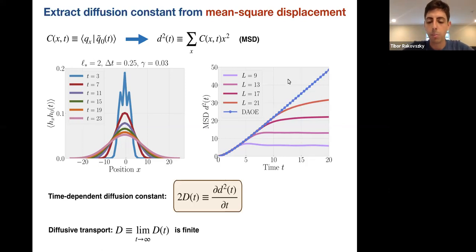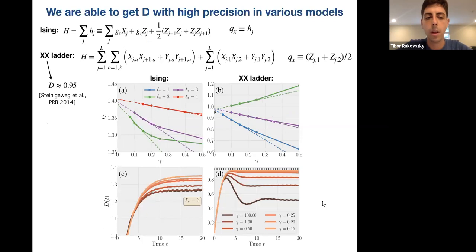And to make that more quantitative, one could consider the time-dependent diffusion constant, which would be just the derivative of this curve. So if the transport is diffusive, this should be linear, and its derivative should be constant at long times. So that long time limit would give you the physical diffusion constant. So the question is how well we can capture this diffusion constant with our method. And this is basically the main result.